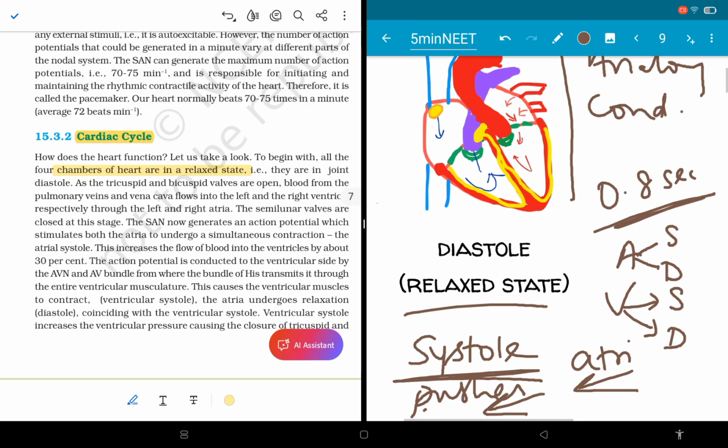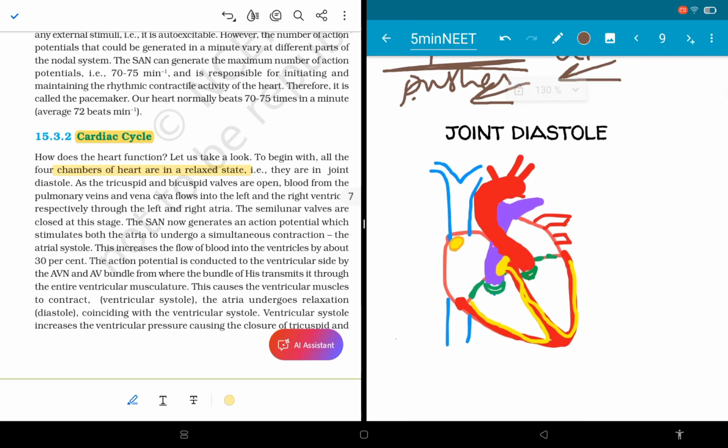First, let us imagine they are in joint diastole. That is, both the atrium and the ventricle are relaxed. In this stage, the tricuspid and the bicuspid valves are open. The tricuspid valve lies between your right atrium and right ventricle. The bicuspid valve lies between your left atrium and left ventricle. The specialty of the valve is that it prevents backward flow of blood. Only from atrium to ventricle will it allow flow. There is no backward flow, hence the name valve. All this I have explained in a previous short video. I'll give the link in the description. Watch it for more clarity.